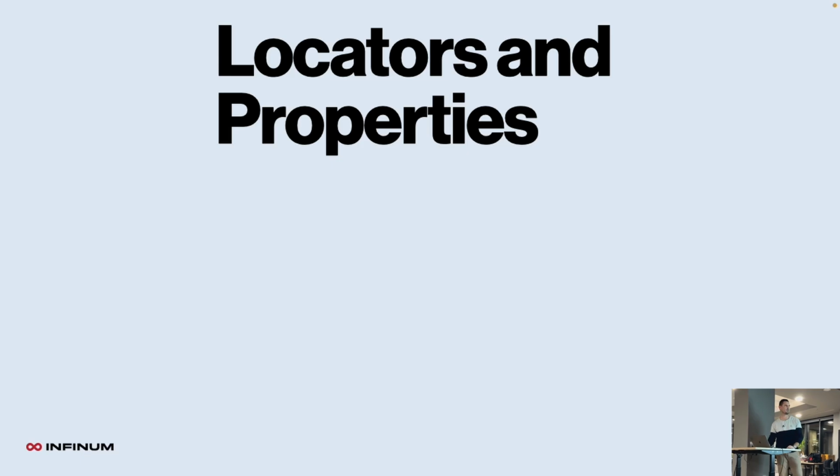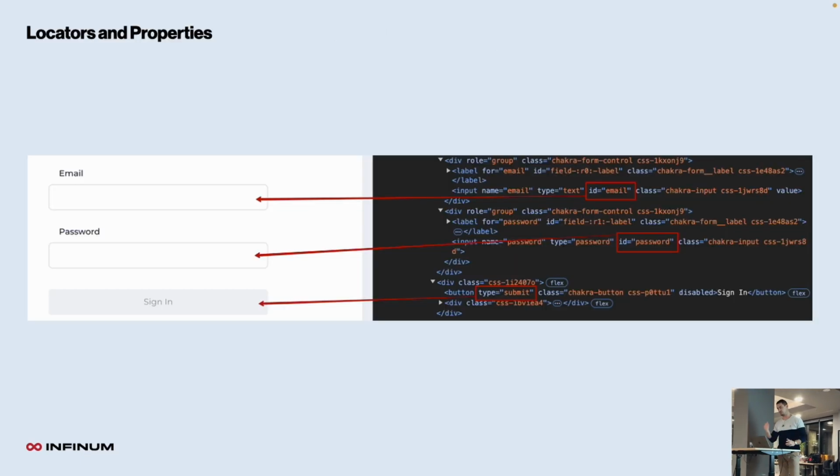So let's start from the first thing, which is locators and properties. But first, let's explain what they really are. This is a really basic example of a login page where we have two input fields for email and password and a sign-in button. We need a way to uniquely locate these elements in order to interact with them. In this example, it's rather simple because we have IDs on these elements, and we can use them for locating input fields. And we have, for example, the type submit for the button, and it's not a big deal to locate it.